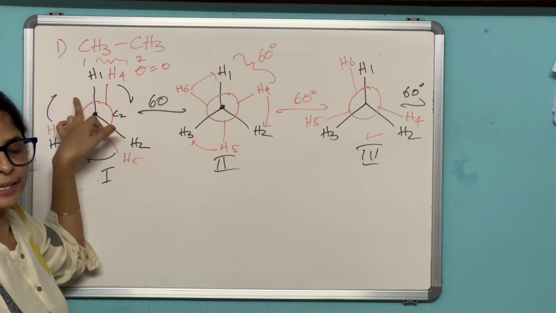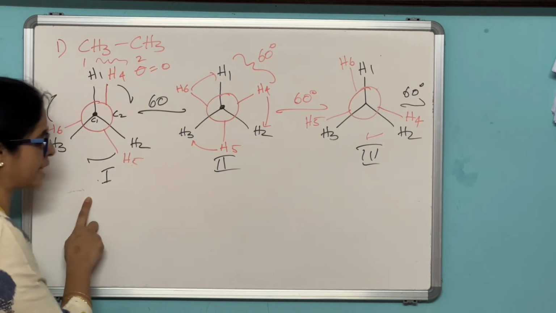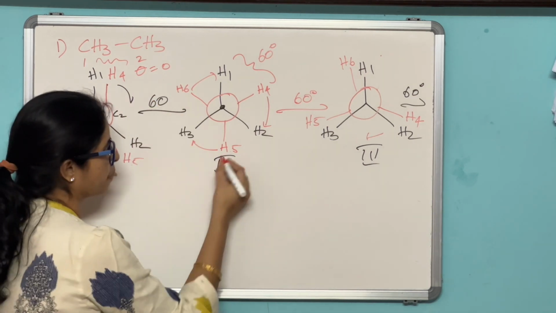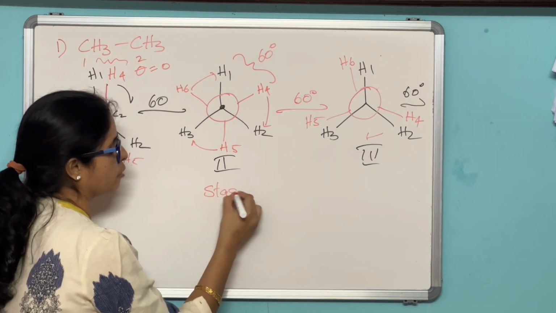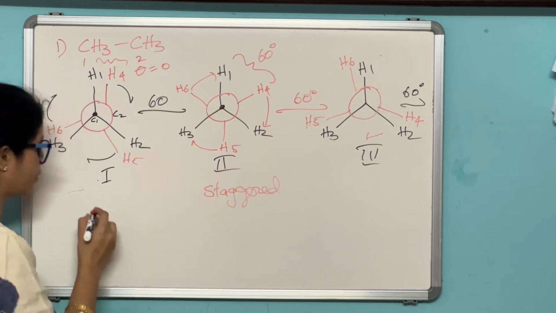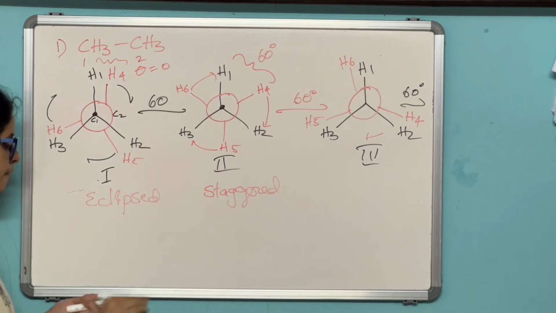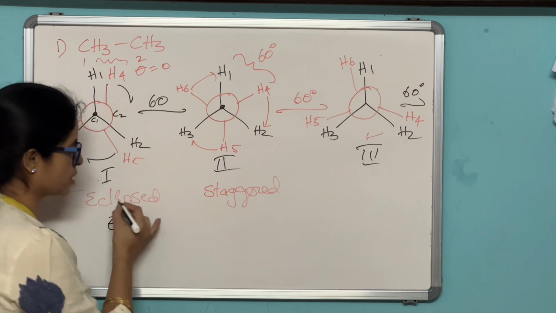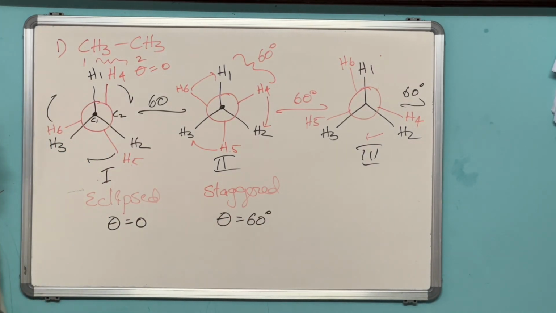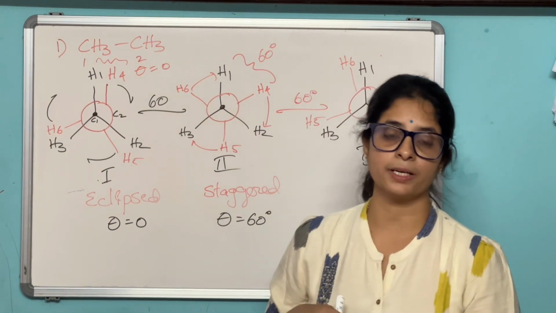You will end up with this eclipsed form. Among this eclipsed form and this one, here the angle is 60, and this is called the staggered form. These are the two conformations possible: this is eclipsed and this is staggered, in which the dihedral angle theta is equal to 0 for eclipsed and the dihedral angle theta is equal to 60 for staggered. So like this, a number of conformations are possible because of the carbon-carbon rotation.